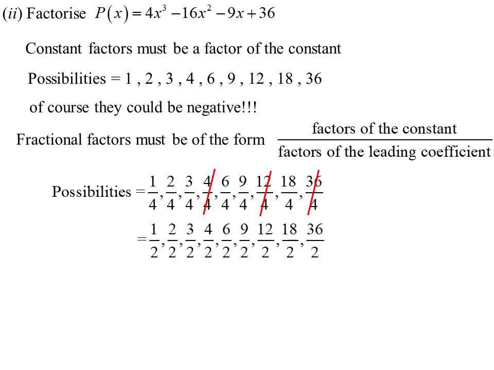And 2 is also a factor of 4, so I could put them all over 2. But again, we've repeated some there, so we can cancel some out. But I am left with all those possibilities, and of course they could be negative as well. So which one do we pick?